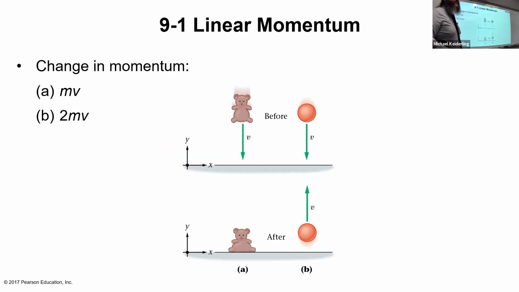So here are some examples. We have two objects of the same mass, and we want to talk about their change in momentum. Here we have this teddy bear. It goes from moving down with a velocity v to having 0 velocity. And then here we have a ball that bounces. It goes from going down with a velocity v to going up with a velocity v.